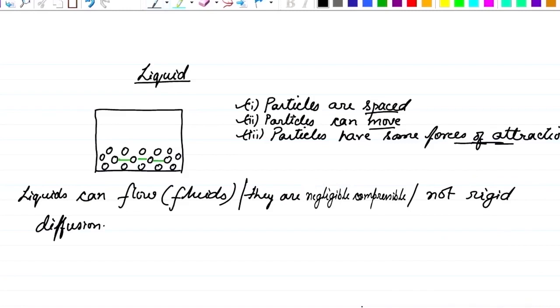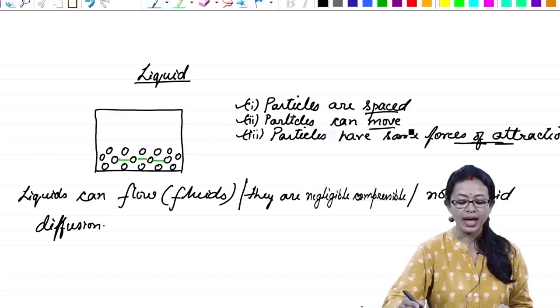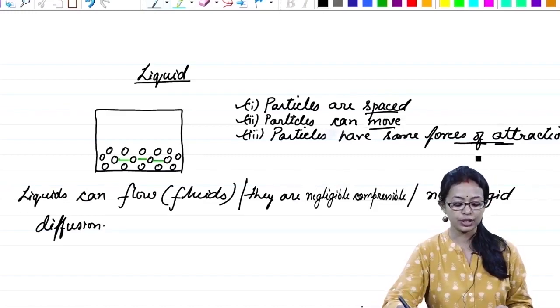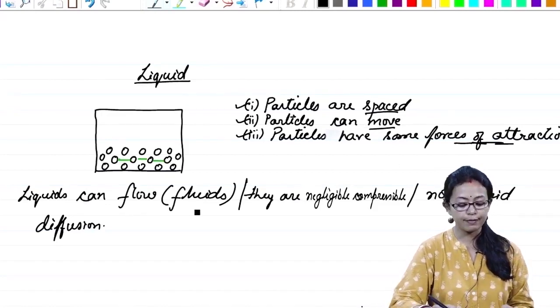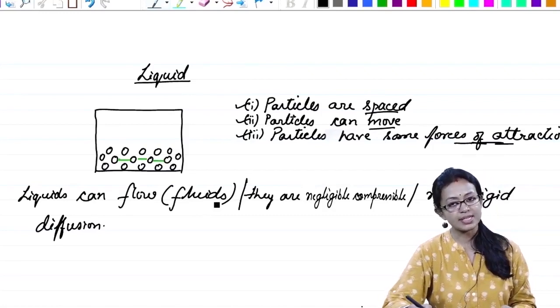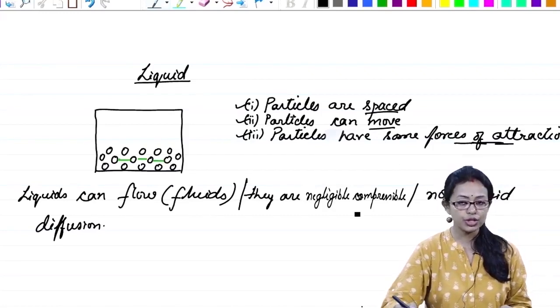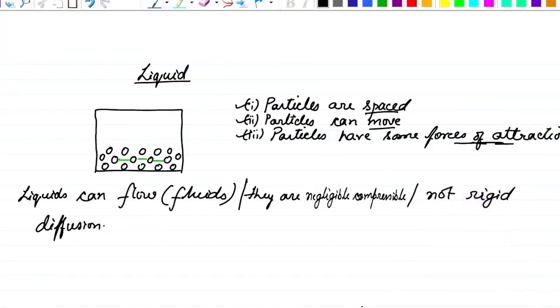And why is it? Because of the availability of space. So in the case of liquids, we had learned that the particles are spaced, the particles can move, and they also have some forces of attraction. Taking all these things into account, liquids can flow, that means liquids are fluids. They are compressible, to some extent you can compress them. They are not rigid, and the rate of diffusion of liquids is more than solids, whereas less than gases. I hope this is clear.